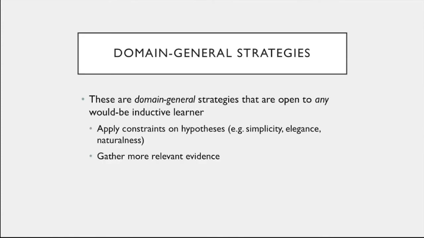So the two strategies we have mentioned, namely applying constraints on hypotheses and gathering relevant evidence, are open to any inductive learner, that is, any learner that is attempting to make a potentially risky inference from the data. In this family of general-purpose strategies, we can also find related inductive processes like generalization and analogy. This would also be open to any learner, such as the empiricist learner.